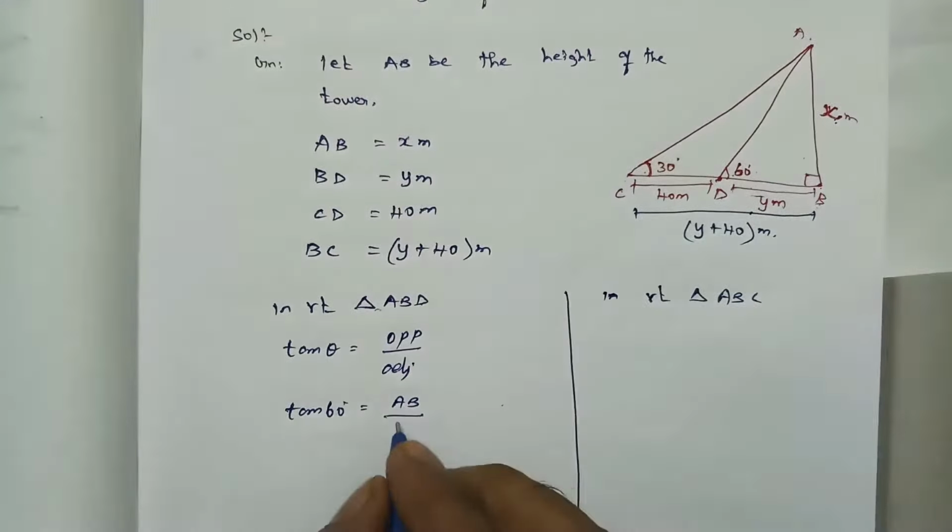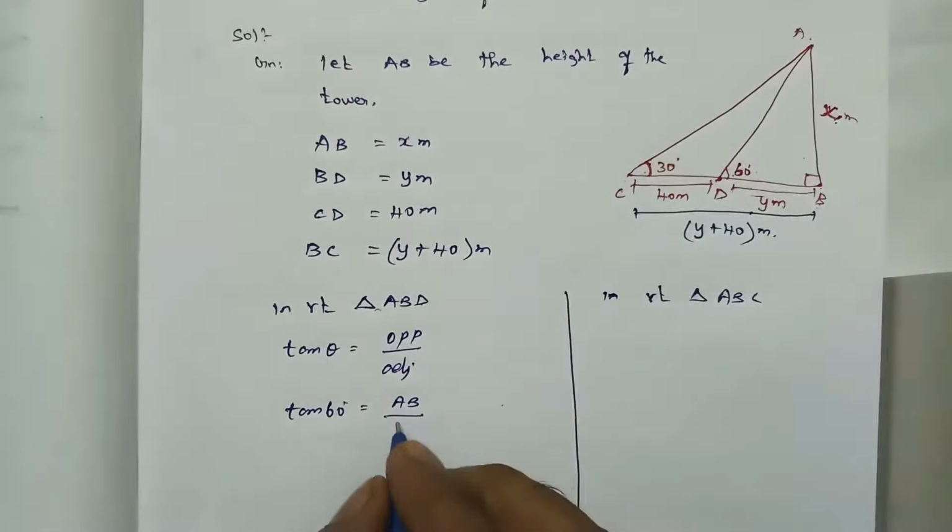Just do the cross multiply. Bring it to the LHS and RHS. Taking this to the LHS, Y plus 40 is equal to X into root 3, right? Now I am going to substitute instead of this Y. What is the value of Y? Already we know that Y is equal to X by root 3. Instead of Y, what I am going to substitute? X by root 3, right? So X divided by root 3 plus 40 is equal to X root 3, right?